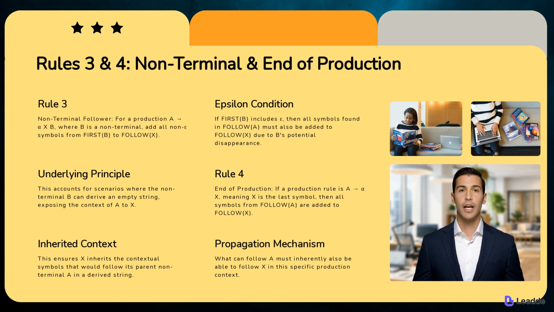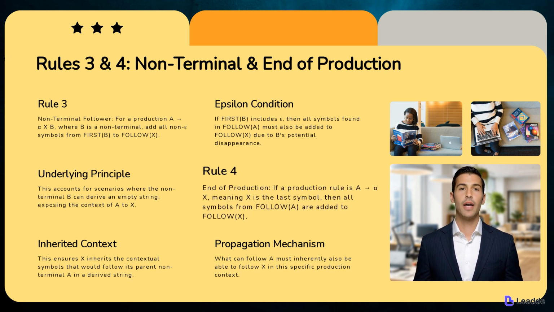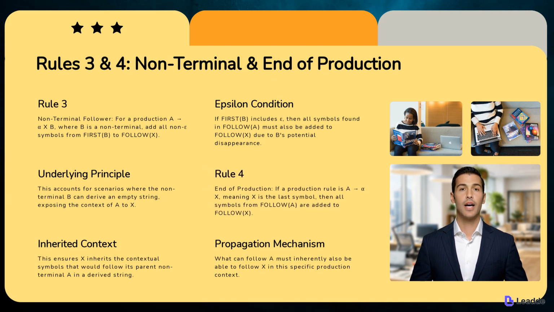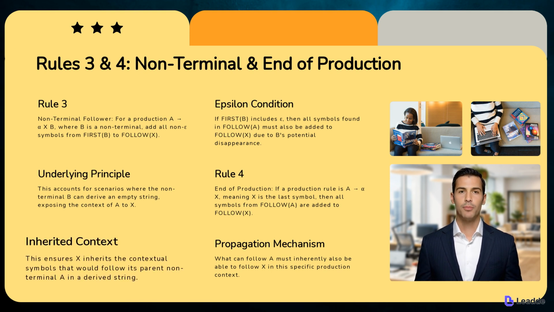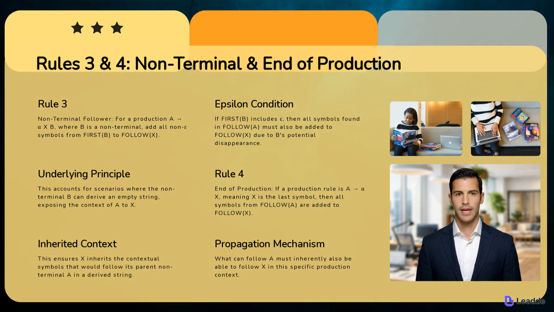Rule 4 covers the end of a production. If a rule is A produces alpha X, where X is the final symbol, then everything in the follow of A is added to the follow of X. This is an inheritance mechanism, ensuring X receives the contextual symbols of its parent non-terminal, A.